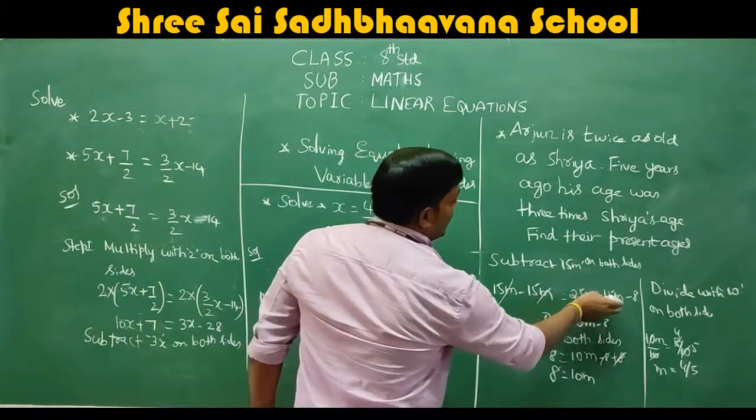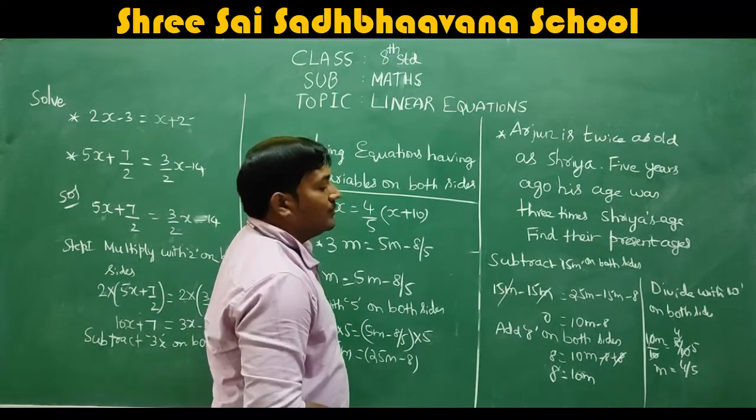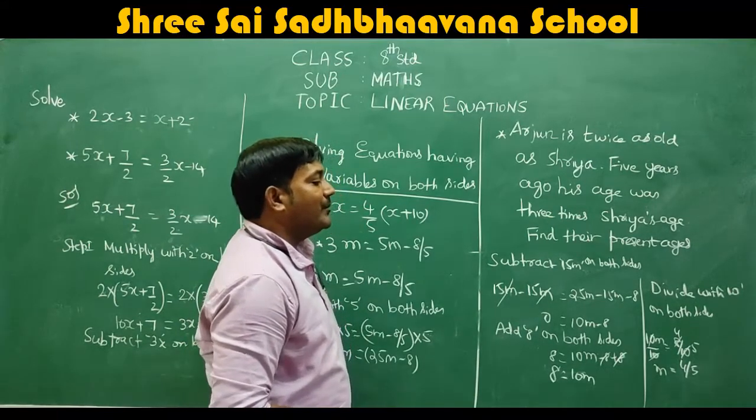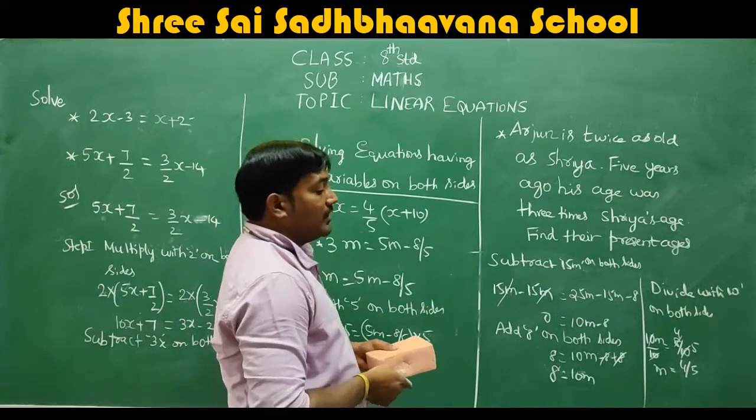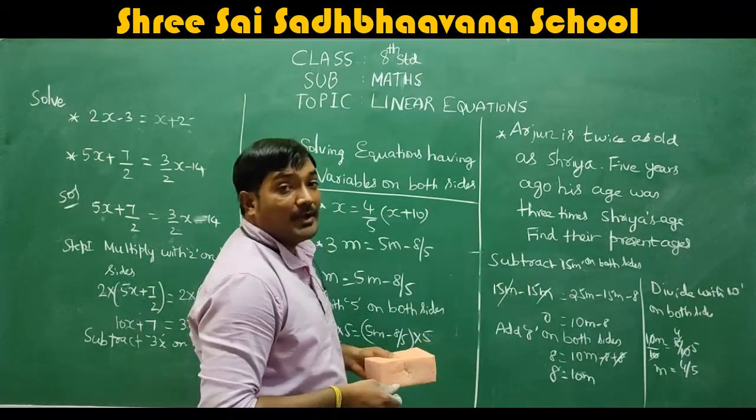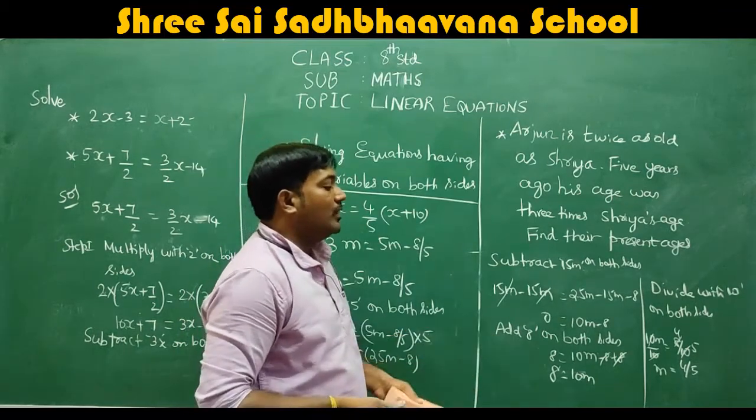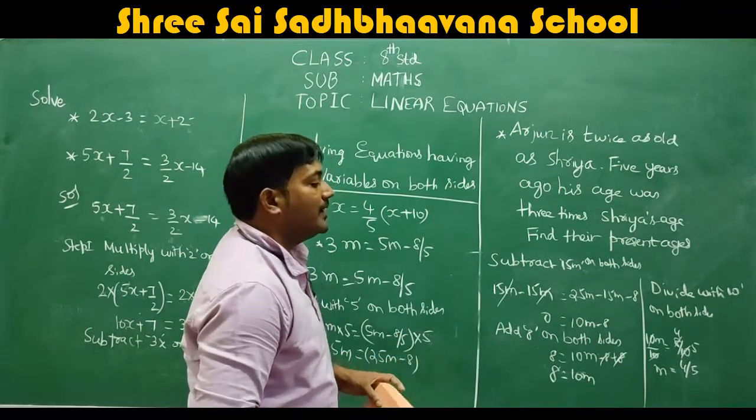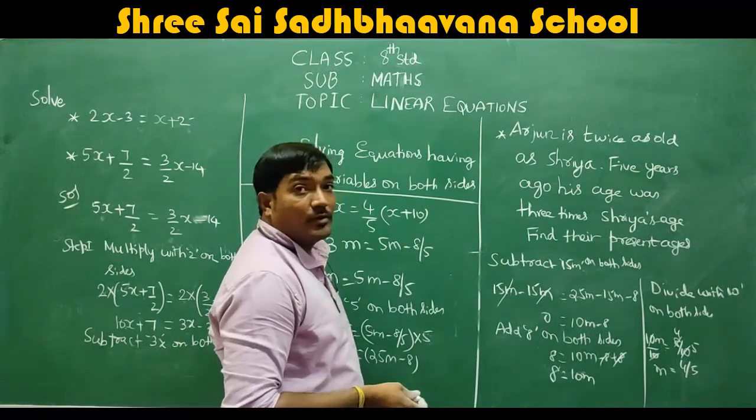Will be left 25m minus 15m minus 8, which is 15m becomes 0, and 10m minus 8 will be added. Again we got 10m minus 8 is equal to 0. We have to eliminate minus 8, so for that we add plus 8 on both the sides. So 0 plus 8 is 8, 10m minus 8 plus 8, so minus 8 plus 8 will become 0. 10m is equal to 8.